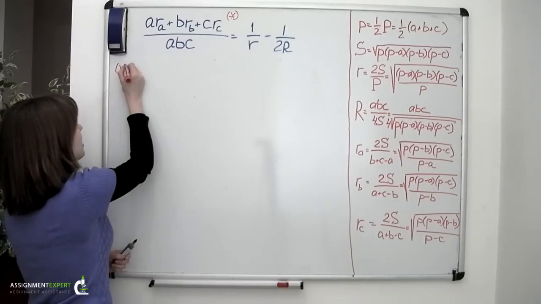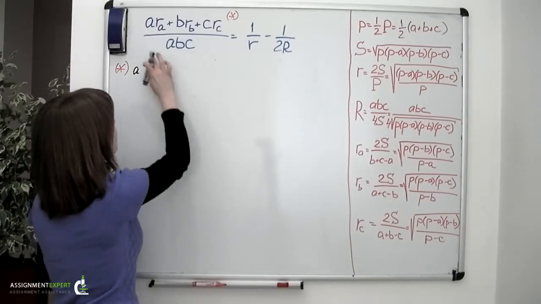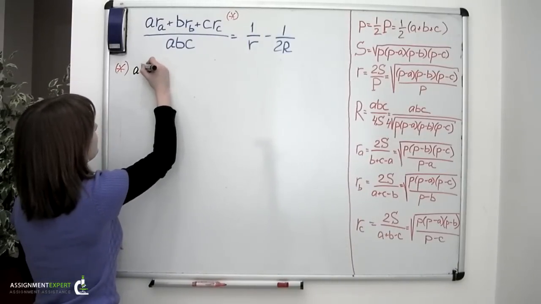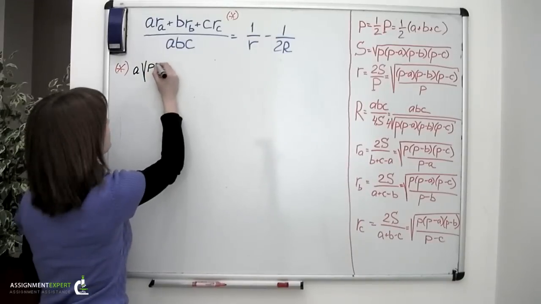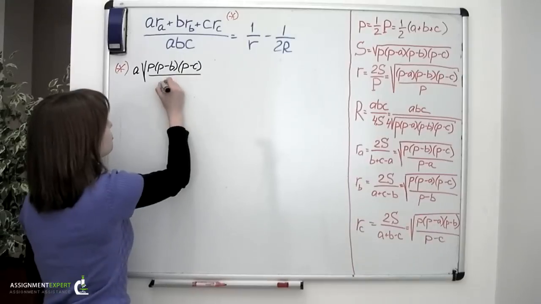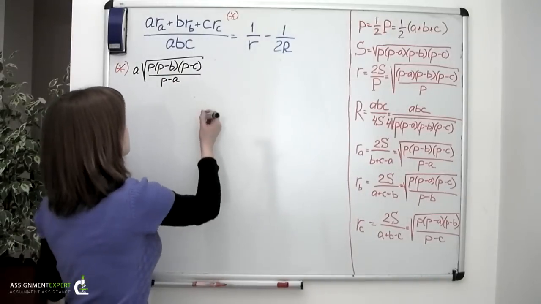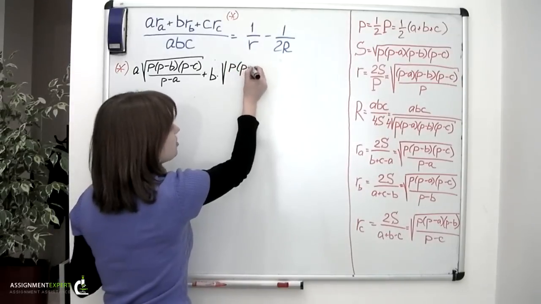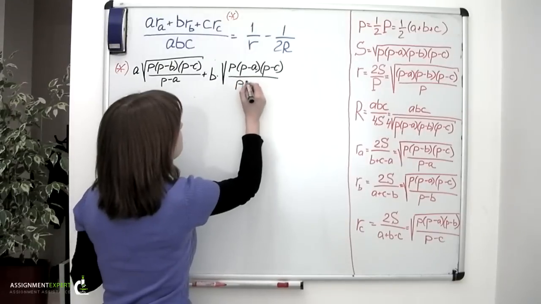So the asterisk formula goes like this. We have a times the exradius r_a, and I'm substituting the formula involving the semi-perimeter, so I'm multiplying it by this square root of p times (p minus b) times (p minus c) over (p minus a). Then I have b times the exradius r_b. So I have b times the square root of p times (p minus a) times (p minus c) divided by (p minus b).